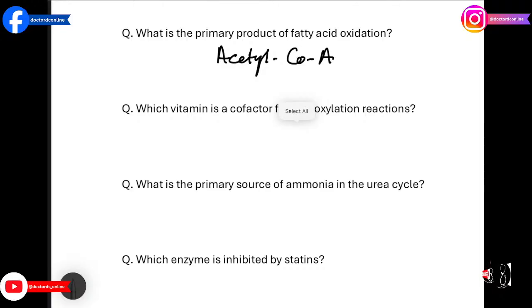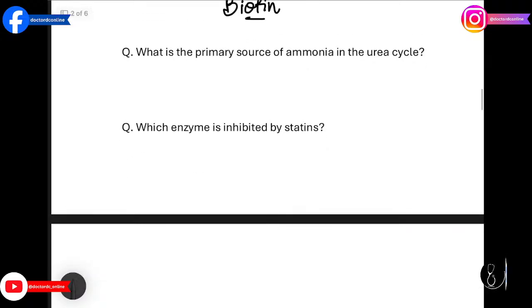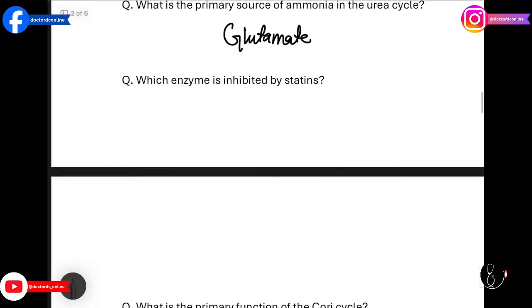The next question is, which vitamin is a cofactor for carboxylation reactions? And the answer is biotin, because it is essential for enzymes like pyruvate carboxylase in gluconeogenesis. The next question is, what is the primary source of ammonia in the urea cycle? And the answer is glutamate, because it is deaminated in the liver to provide ammonia for urea synthesis.